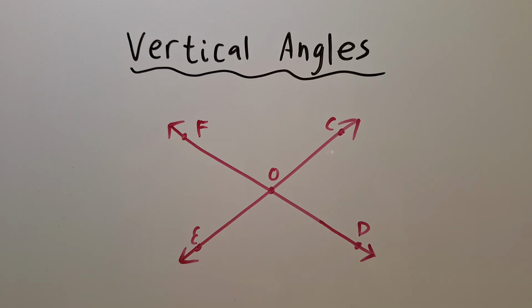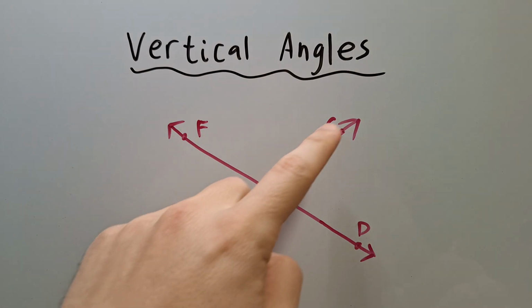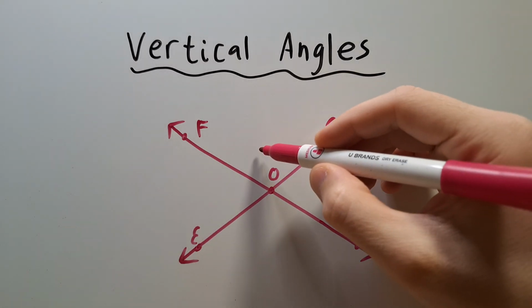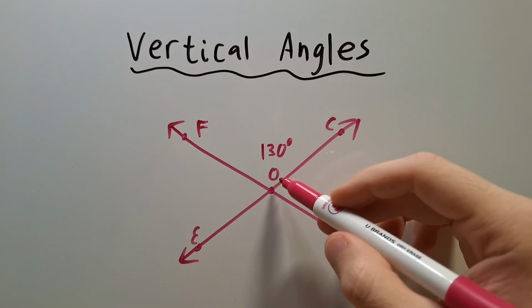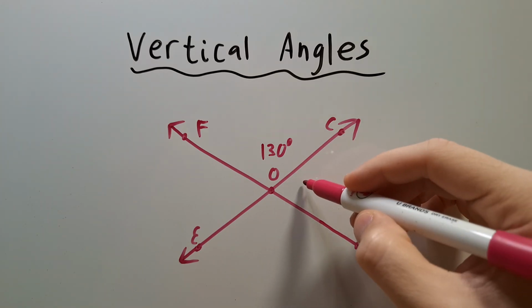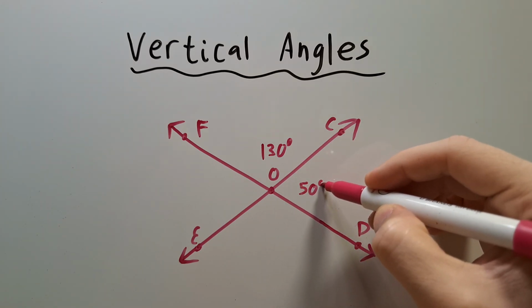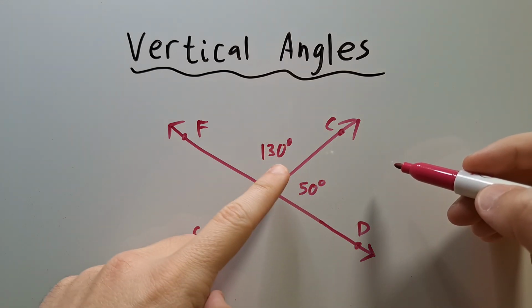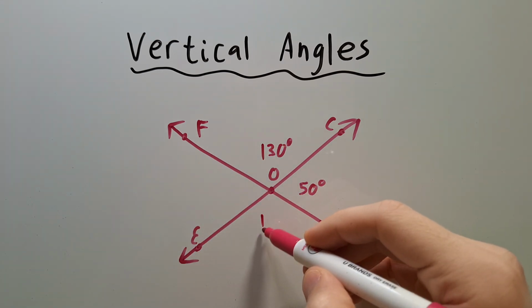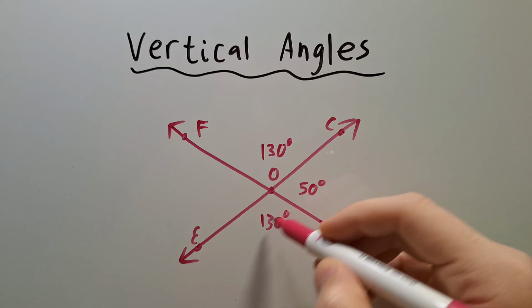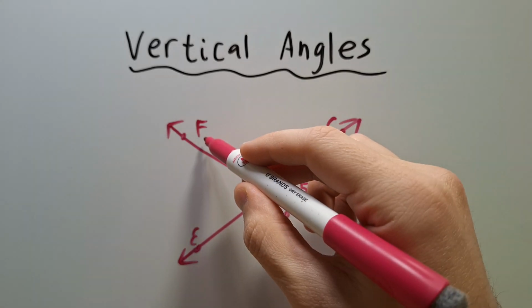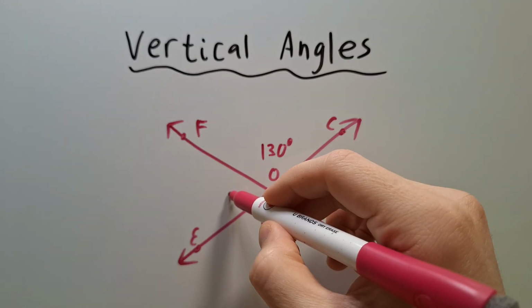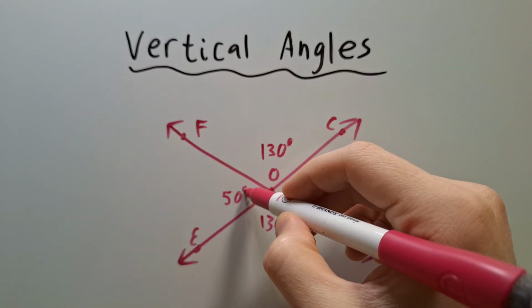What I'm going to do first is give all these angles some measurements. So angle FOC, I'll measure this at 130 degrees. Angle COD, right here, I'm going to label 50 degrees. These two are supplements of each other. Angle EOD is measured 130 degrees as well. And angle FOE is measured 50 degrees here.